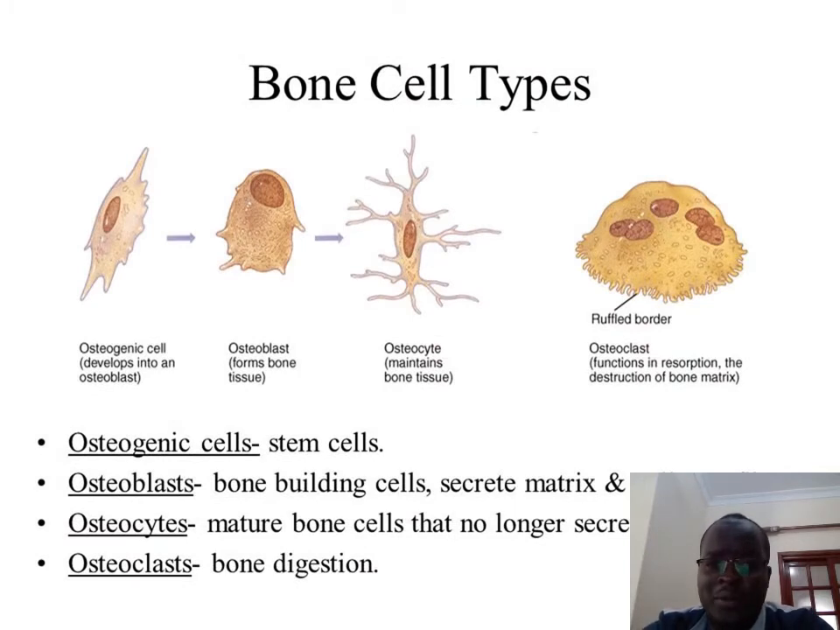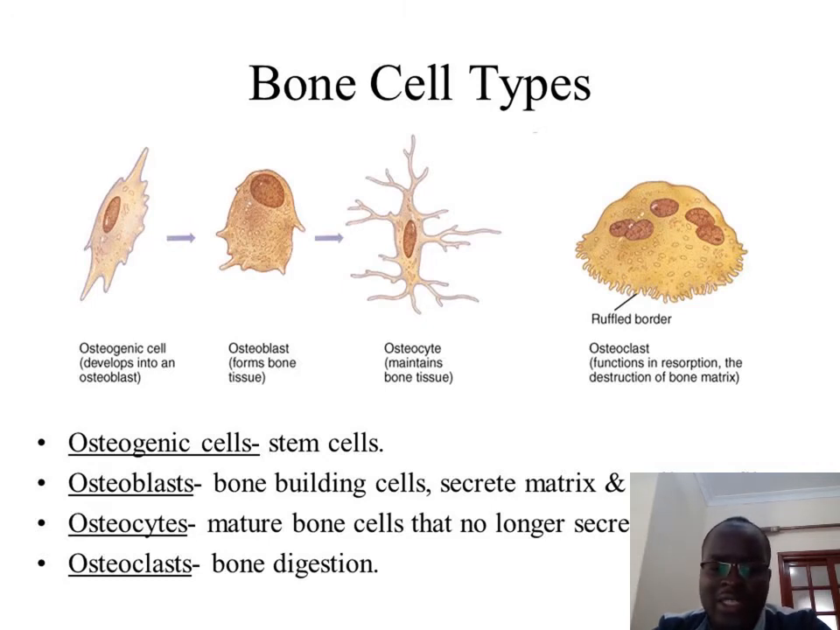The bone cell types, there are 4 major types of cells that you're going to find associated with the bone. The first one is the osteogenic cells, which are the stem cells. The osteogenic cells are the stem cells that can differentiate into different types of bone cells. Then we have the osteoblasts. The osteoblasts are the bone building cells. They are going to secrete the matrix and also the collagen fibers. So these are the ones that are depositing the bone material on the bone.